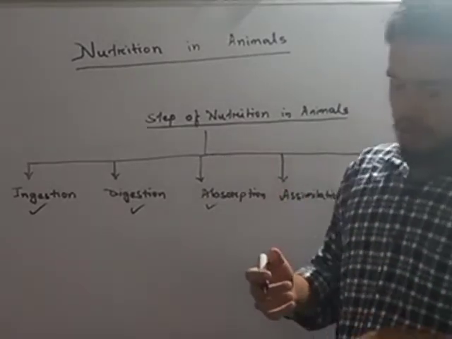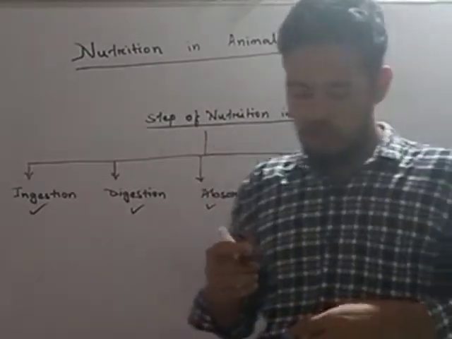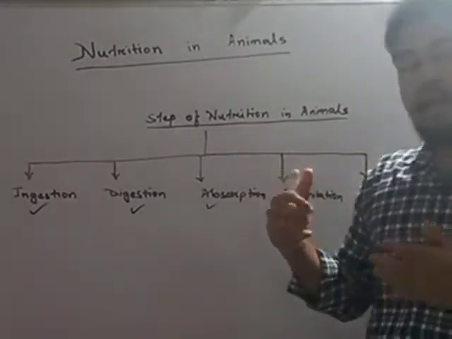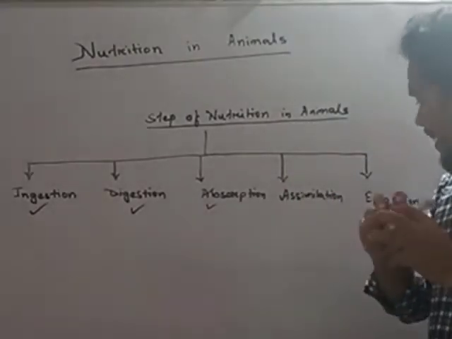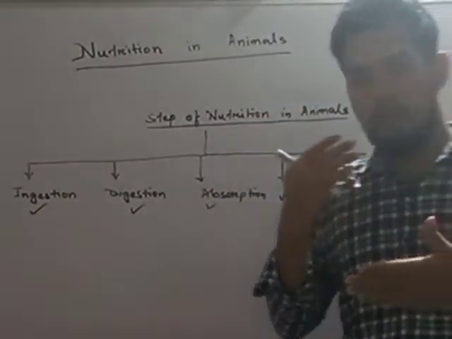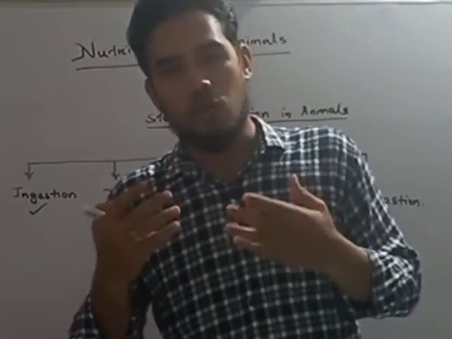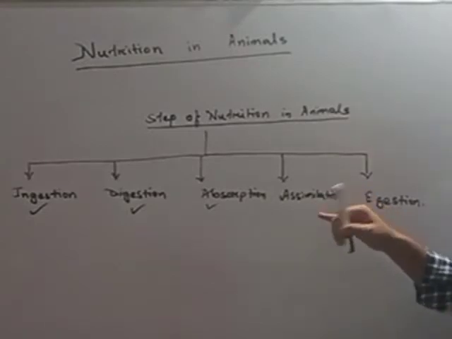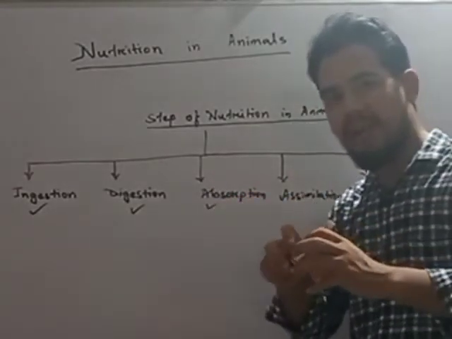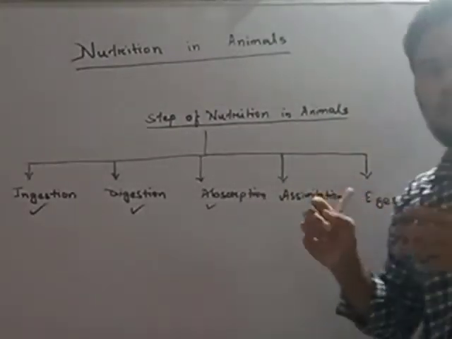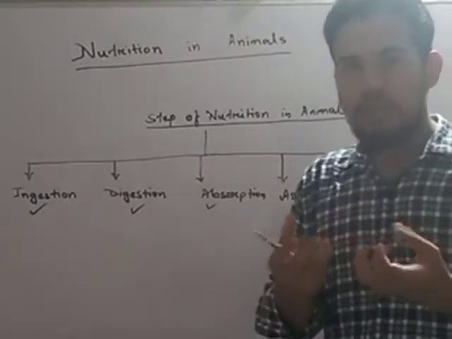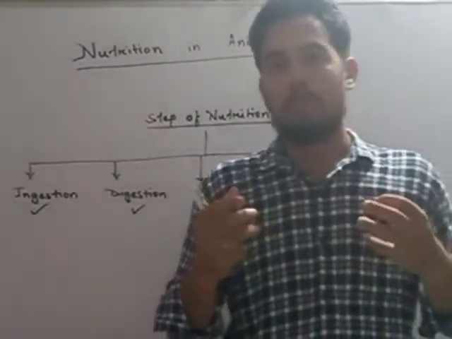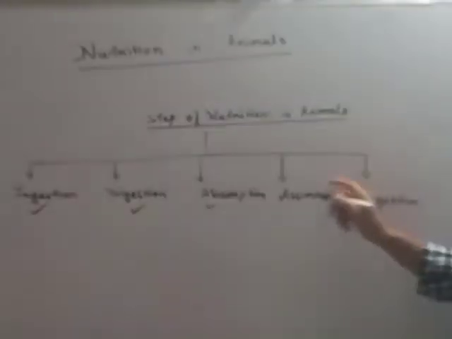Then assimilation, the fourth step of nutrition in animals. In this process, the food taken by the blood is used to develop our body, to maintain our body, for growth, for development, for energy. That means in absorption, we have seen that the food is absorbed by the blood, and in assimilation, the absorbed food product is used to maintain our body, for betterment of our body, for energy.